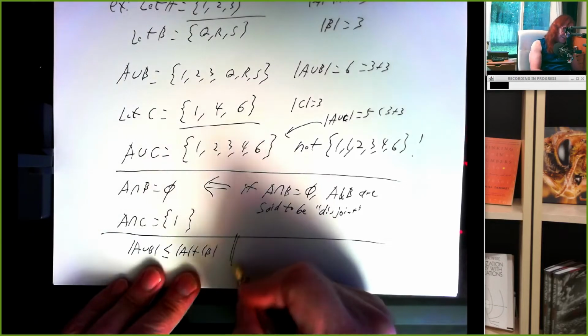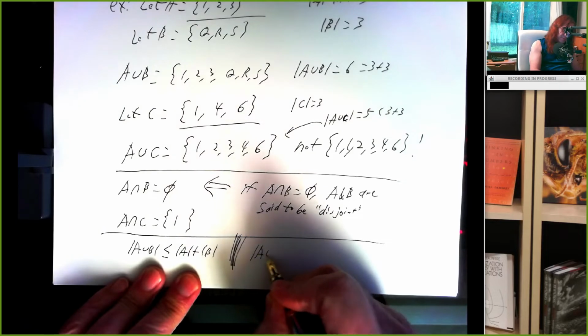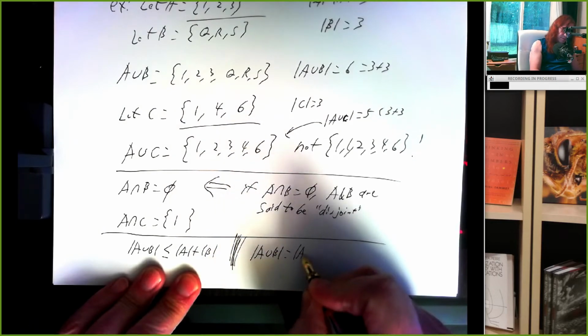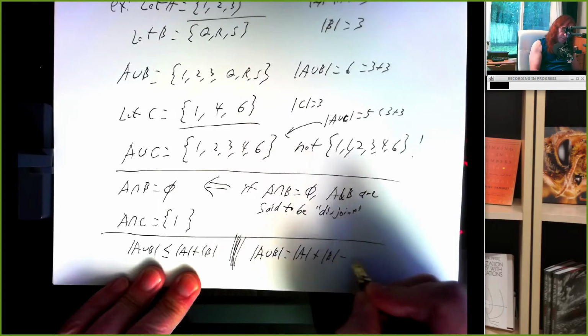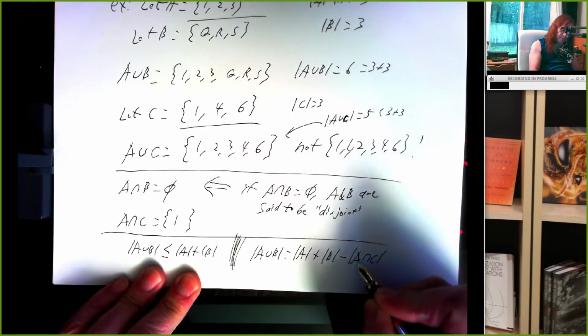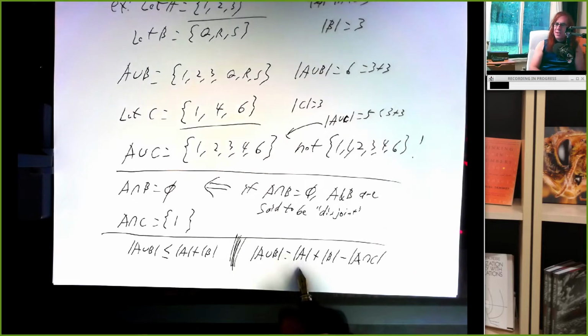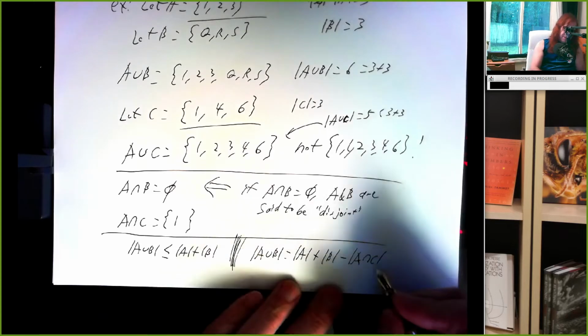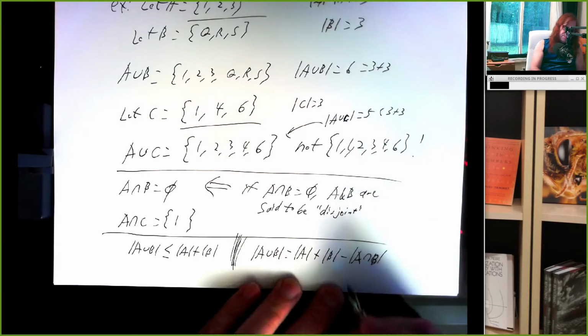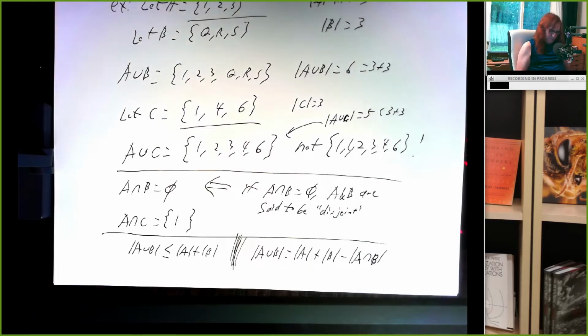And so we can actually say something stronger. The number of things in A union B is exactly equal to the number of things in A plus the number of things in B minus the number of things that are in common. So that's a useful fact to keep in the back of your minds, and we'll come back to this in a few weeks when we talk about counting.